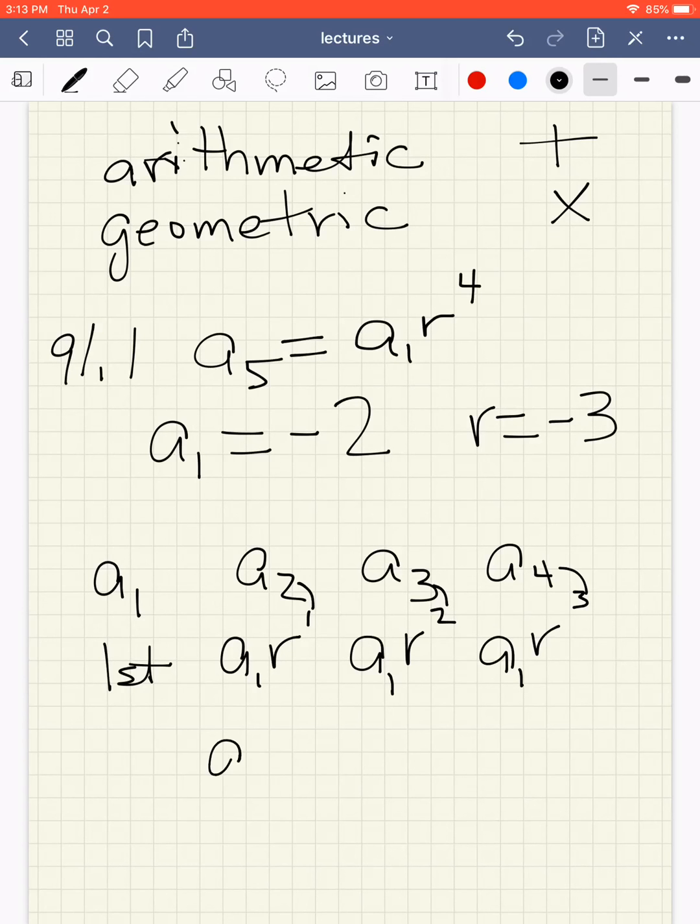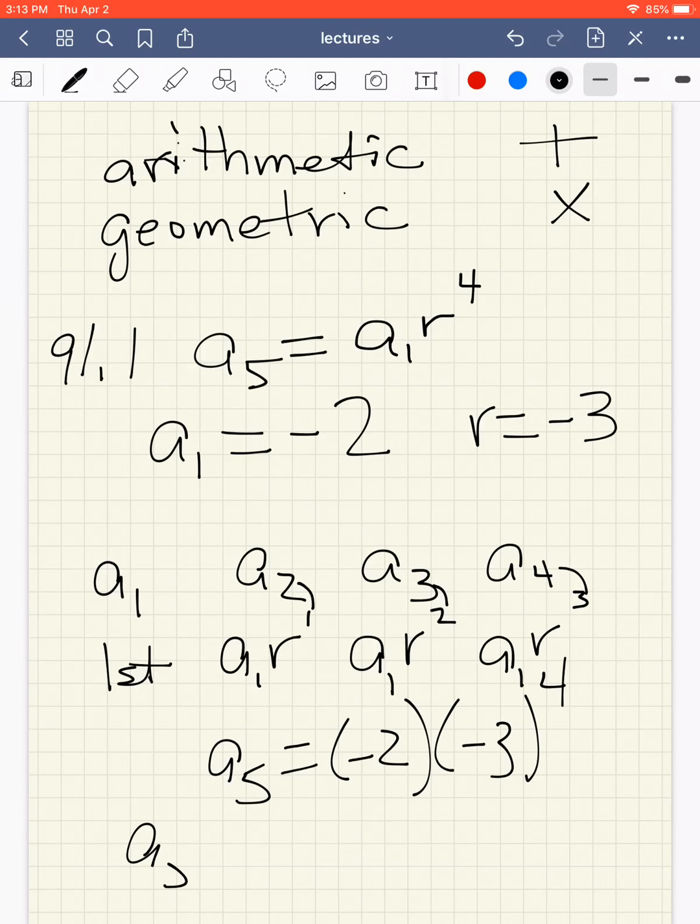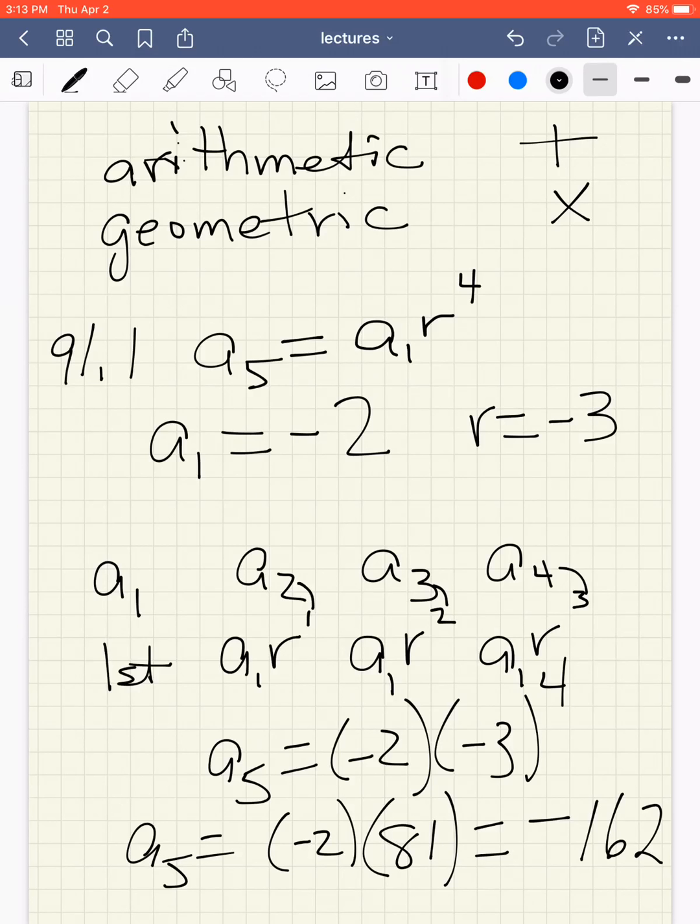So in this case, A5 is going to be A1, which is -2, times r to the fourth power. So A5 will be equal to -2 times -3 to the fourth, which is going to be a positive. 3 times 3 is 9, 81. So it'll be equal to -162. All right.